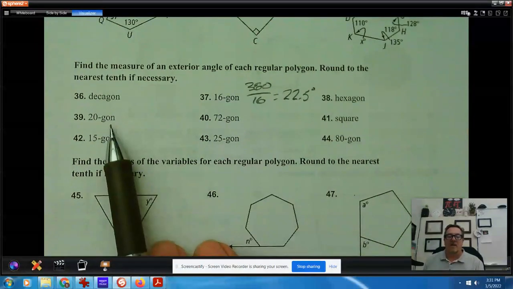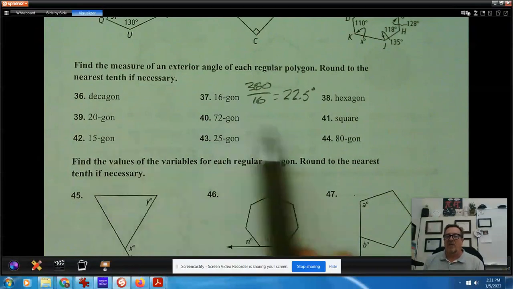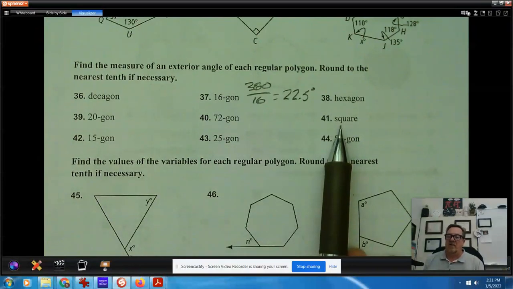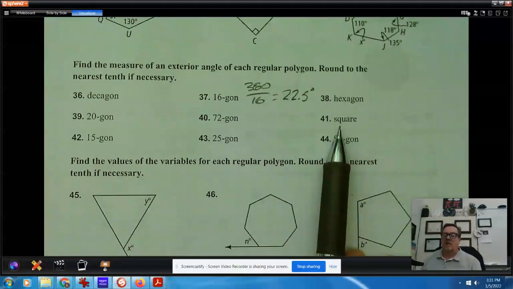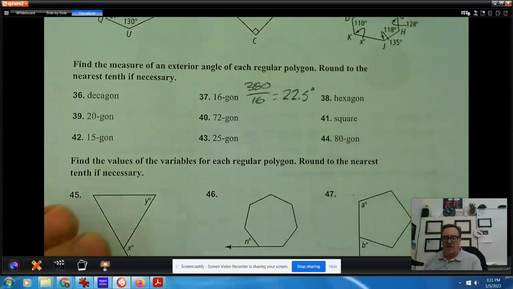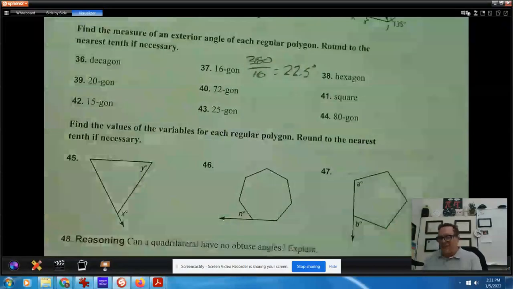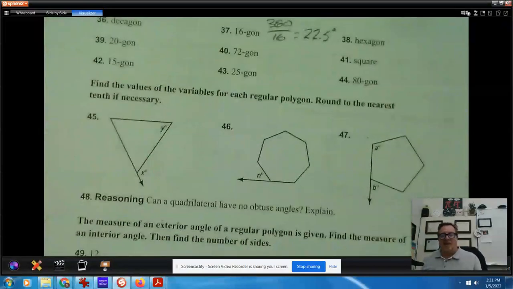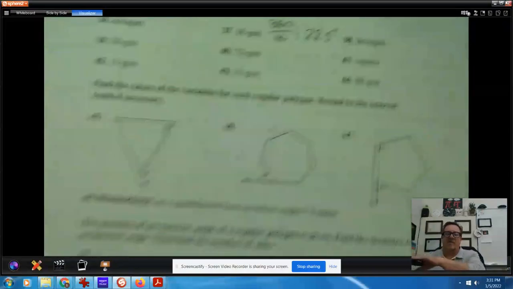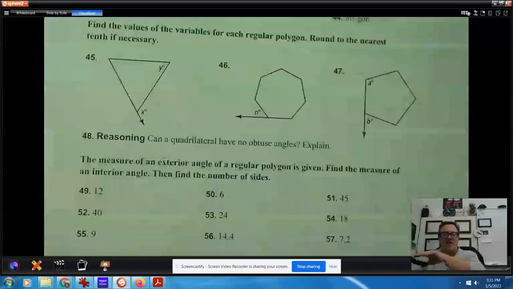So what are you going to get on 39? Well, you're going to take 360 and divide by 20. What are you going to do for 41? Well, you're going to take 360 and divide by 4. Why 4? Because squares have 4 sides. We're dividing by how many sides there are, because, believe it or not, polygons have exactly the same number of sides as they do angles.